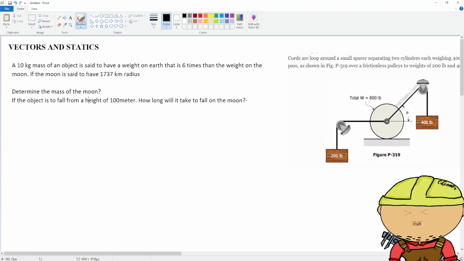Okay, so for example, a 10 kilogram mass of an object is said to have a weight on Earth that is 6 times the weight on the moon. We can get the weight by multiplying by 9.81 meters per second squared. The weight on Earth is 6 times the weight on the moon, meaning we multiply the moon's weight by 6 to get the weight on Earth, or we divide the weight on Earth by 6. If the moon is said to have a radius of 1,737, determine the mass of the moon.